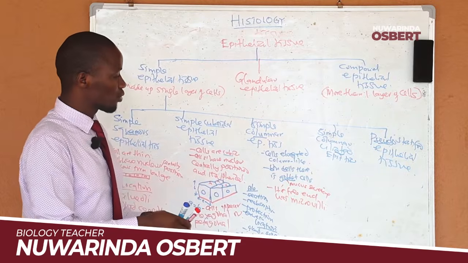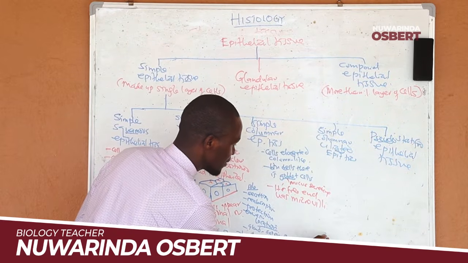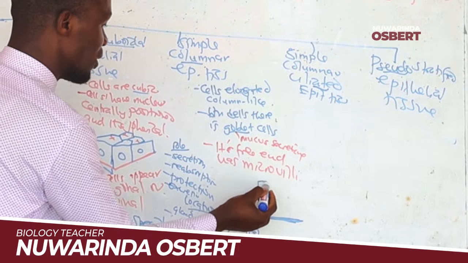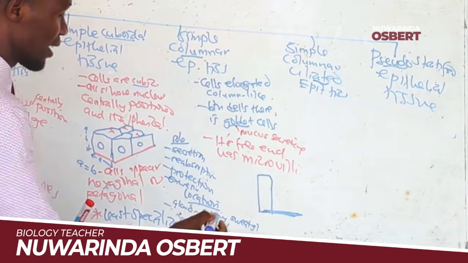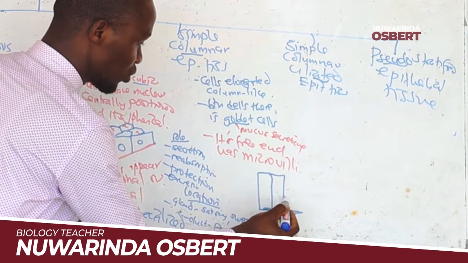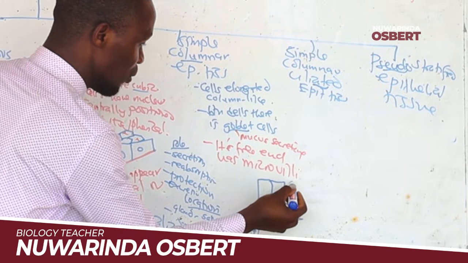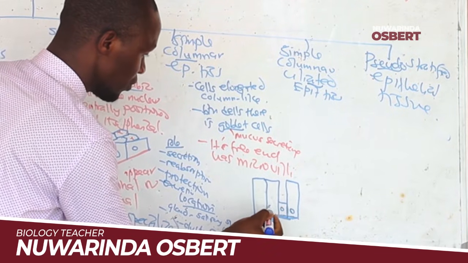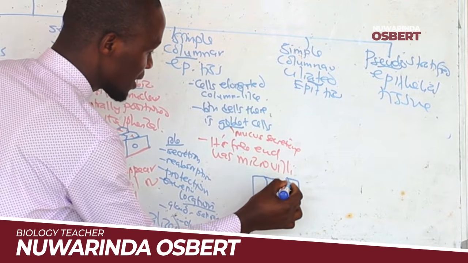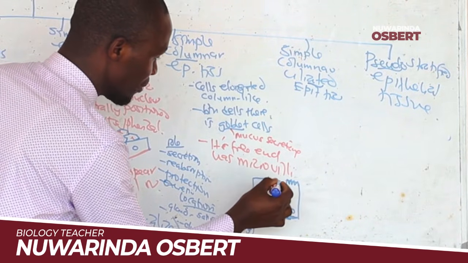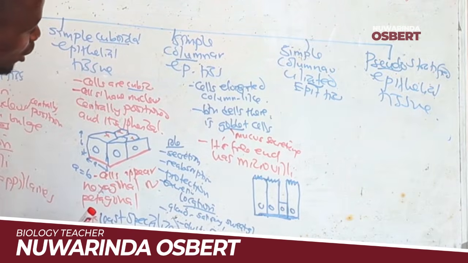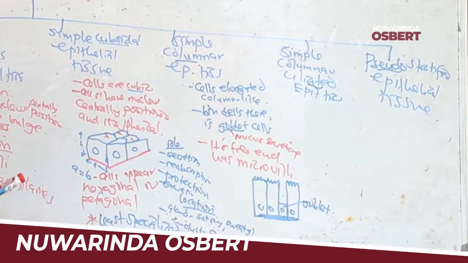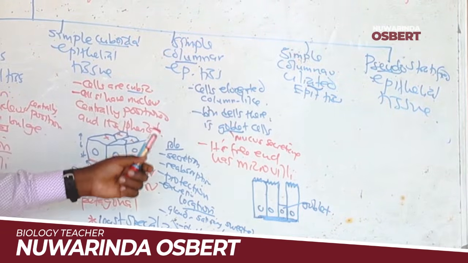For example, if I'm to do some illustration, you have a basement membrane, and on this basement membrane you have cells which are column-like. You see the cells are elongated, they are column-like, like that. Then, in between here, you have a smaller cell, which we are calling the goblet cell, like that. So now, in this extreme end, we have said it has microvilli, like that. This one here is the goblet cell, which is for secreting mucus.